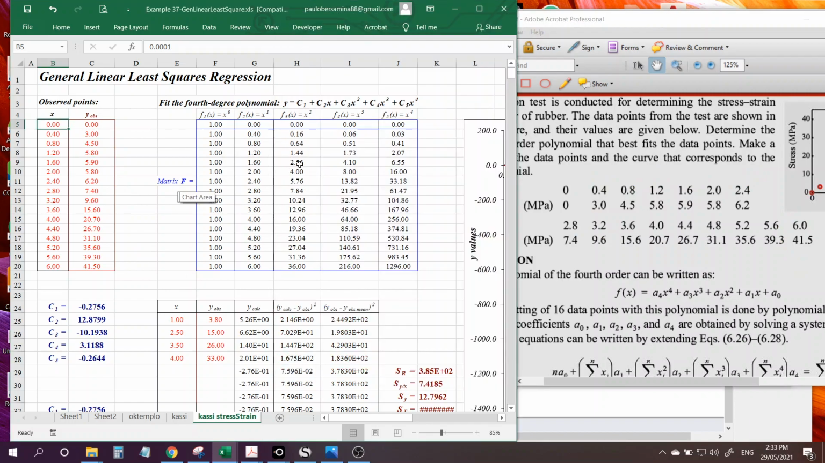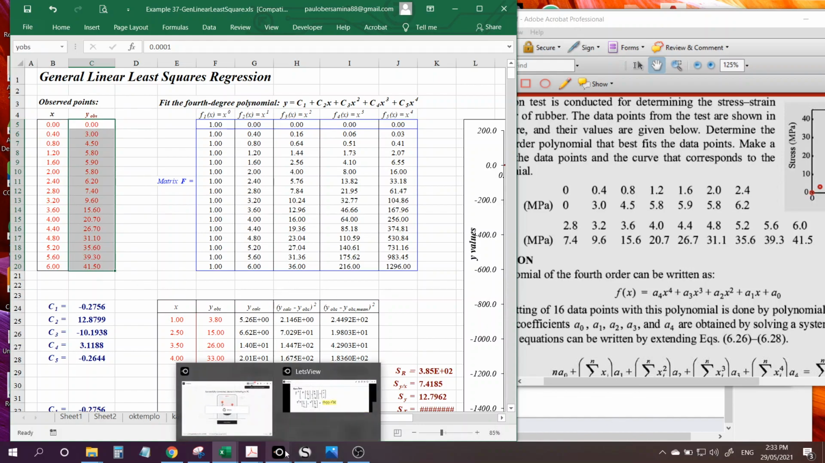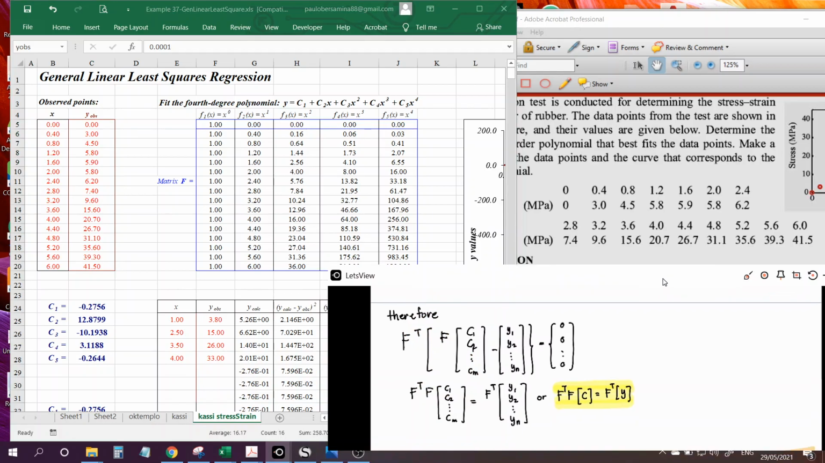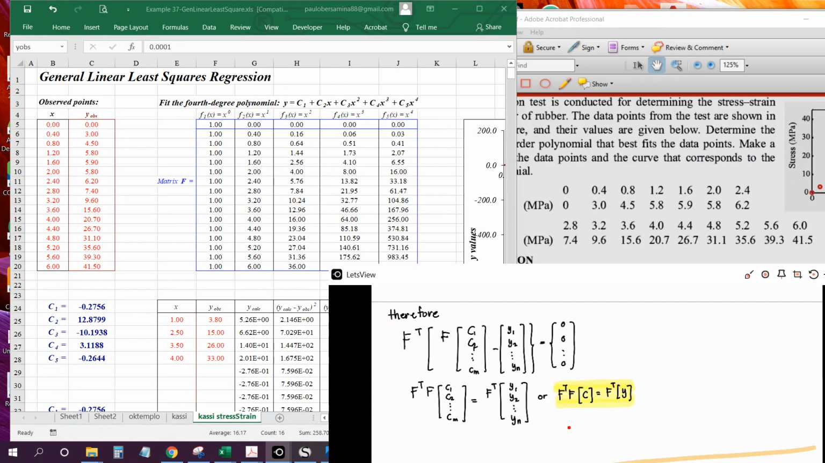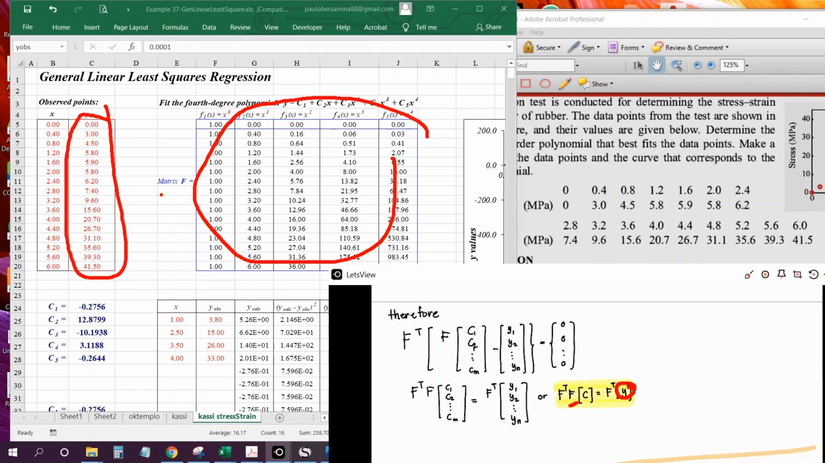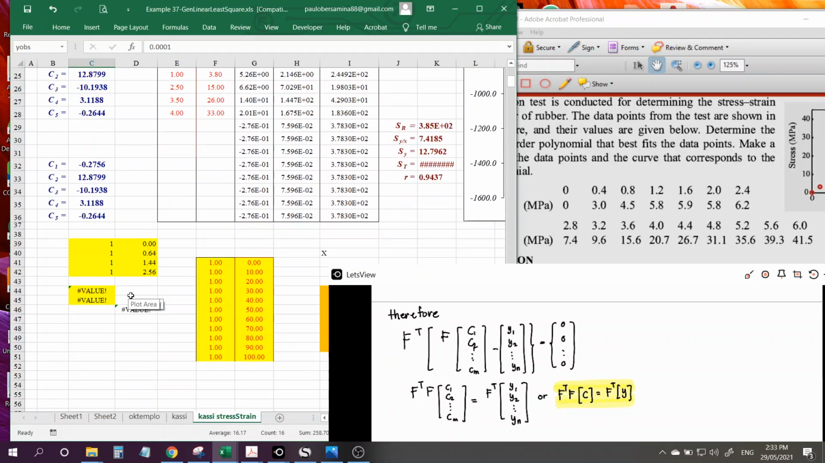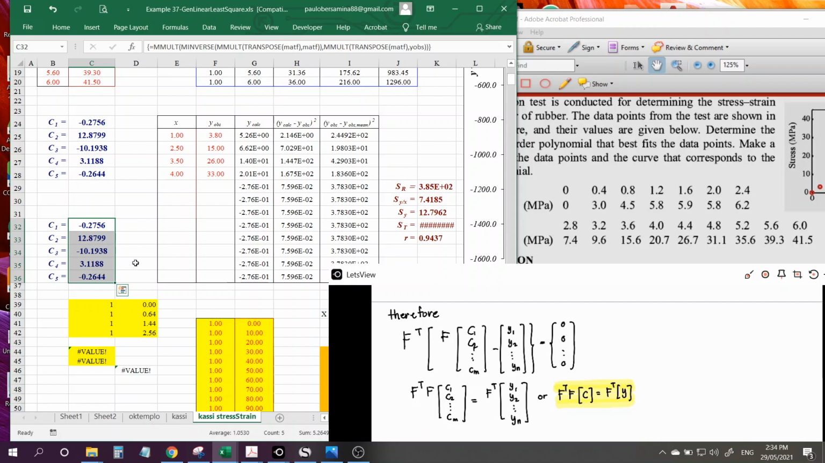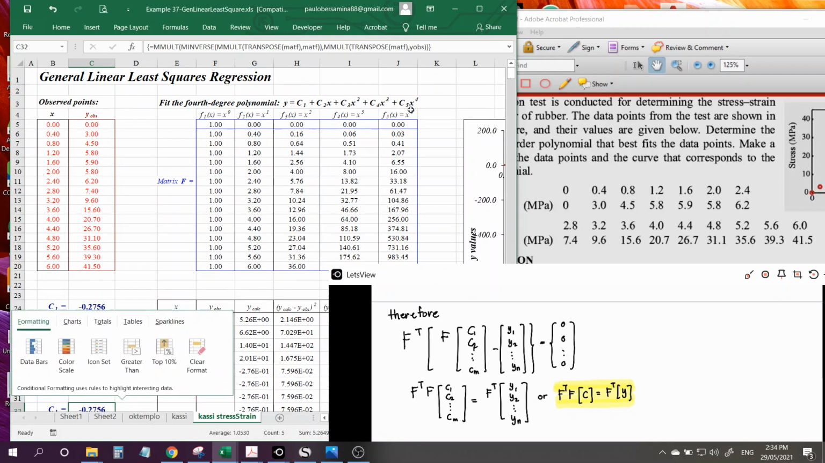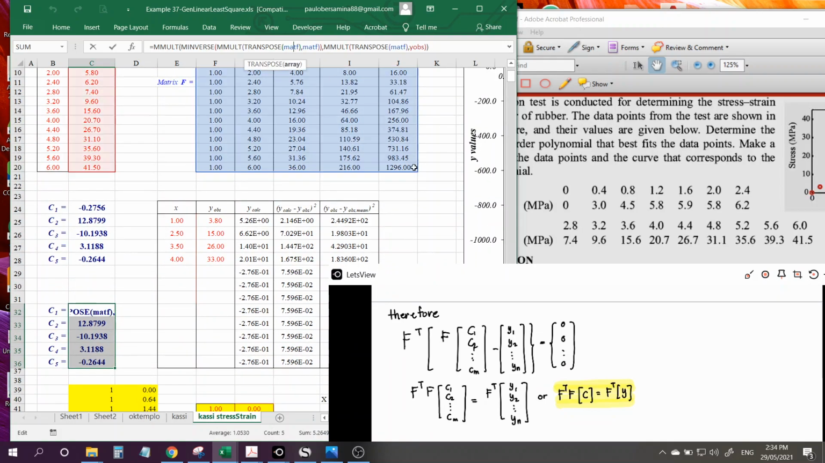And then that's your F matrix. This is my Y matrix, which means it is now complete. So this is your F matrix here, and this is your Y matrix here. We are finding the C matrix of unknown coefficients, which is this one. Up to C5, C1, C2, C3, C4, C5, because of fourth order.